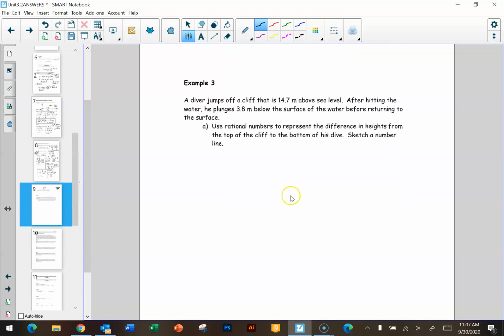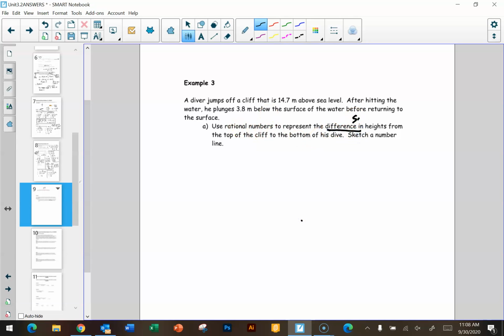Let's do a word problem just to make sure that we can take sentences and paragraphs and turn them into the proper math. A diver jumps off a cliff that is 14.7 meters above sea level. After hitting the water, he plunges under the water 3.8 meters before returning to the surface. Use rational numbers to represent the difference.